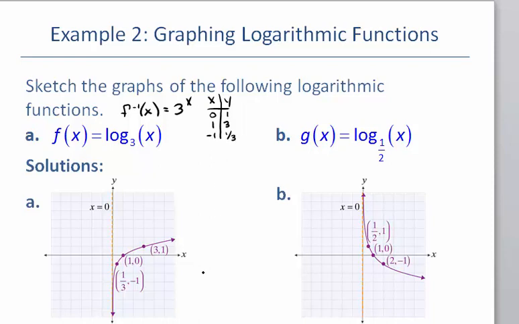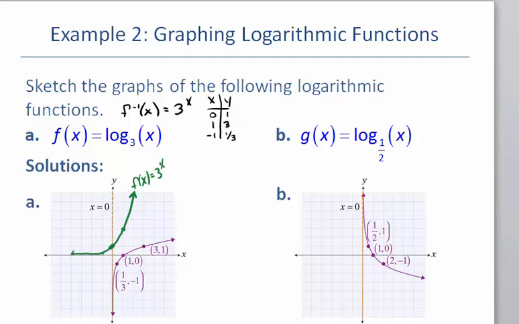And then we went to our graph and we plotted those points. So we plotted the point 0, 1. So I'm going to do that here as well. Here's 0, 1. We plotted the point 1, 3. And we plotted the point negative 1, 1/3. And we connected those dots. And we drew this function, 3 to the x.